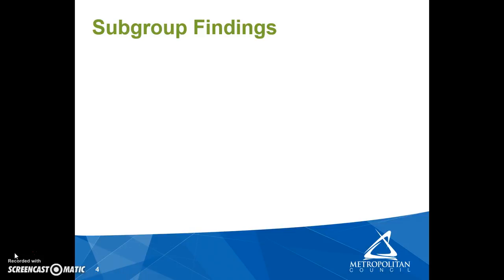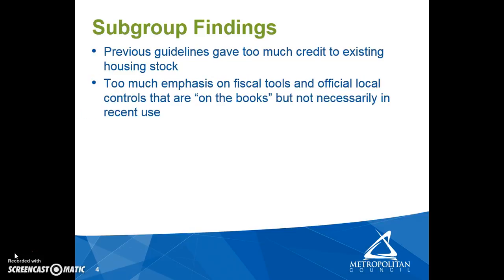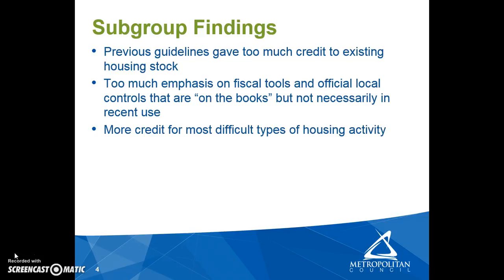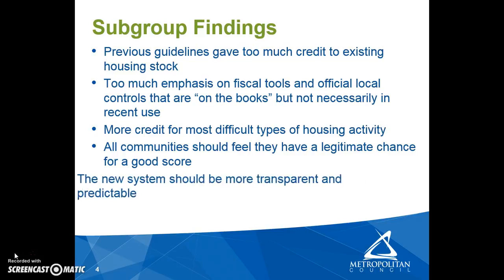Overall, the subgroup gravitated toward the following themes: that the previous methodology gave too much credit for existing housing stock, though this remains an important indicator; that the existing guidelines put too high a premium on tools and policies on the books but not in recent use; that more credit should be given for the most difficult to provide housing efforts, such as new construction of units affordable to households at or below 30% of area median income; that all communities should feel they have a legitimate opportunity to earn a good score or to improve their score; and that the process for calculating the scores should be less subjective, more transparent, and as administratively unburdensome as possible, while also aiming to be more comprehensive.